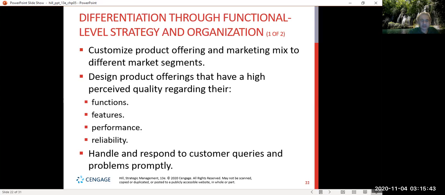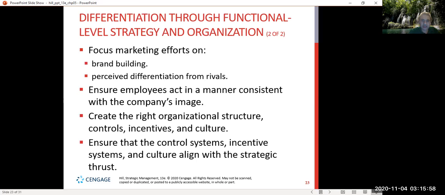Then designing product offerings that have perceived high quality regarding their functions, features, performance, and reliability. Handle and respond to customer queries and problems promptly. Focus marketing efforts on the building block and perceived differentiation from the rivals. That is how your marketing department creates your brand and how your product is perceived as different from your rivals.